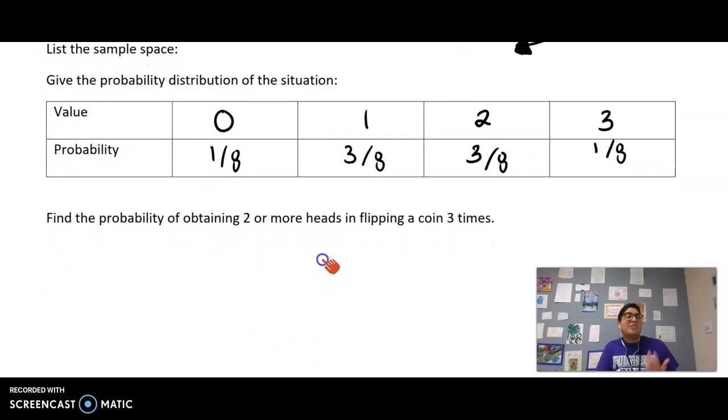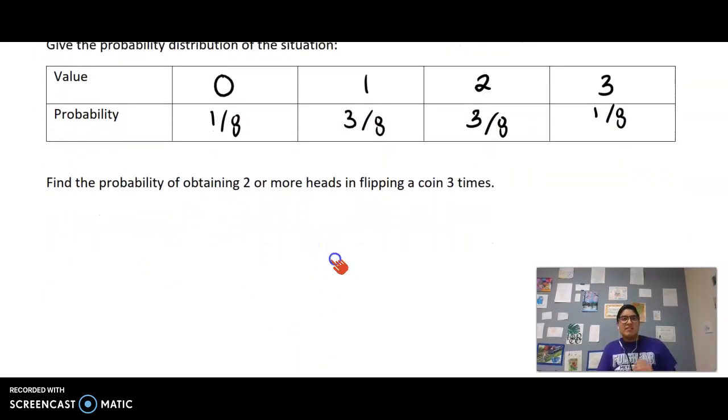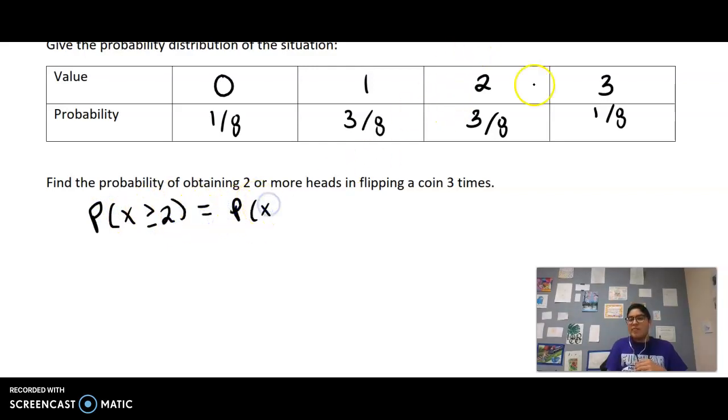Alrighty, so now let's take a look at some of the probability rules. It says find the probability of obtaining 2 or more heads in flipping a coin 3 times. Now, 2 or more, that's going to be inclusive, meaning that that 2 is going to be included in the value. So when I write my inequality, probability of obtaining 2 or more looks something like this. And I'm going to see in my random variable distribution that the only way that can happen is if I get 2 heads or if I get 3 heads.